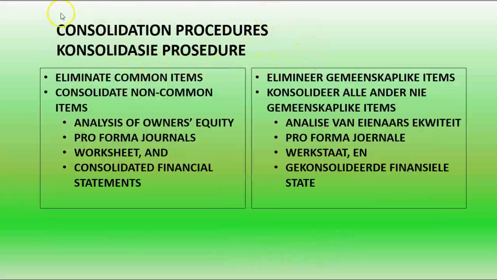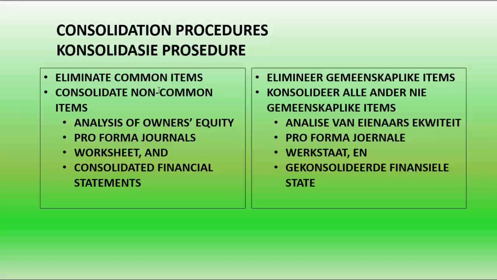What are the procedures when we're going to consolidate? Now, the first thing is that we have to eliminate common items. Now, what is an example of that? Guys, let's say that we have acquired 100%. I'm P. P has acquired 100% of S, of all the issued share capital of S, in other words. P had bought that for 100,000 Rand. So there will be a cost investment in P's statement of financial position. Investment in S Limited equals 100,000 Rand.